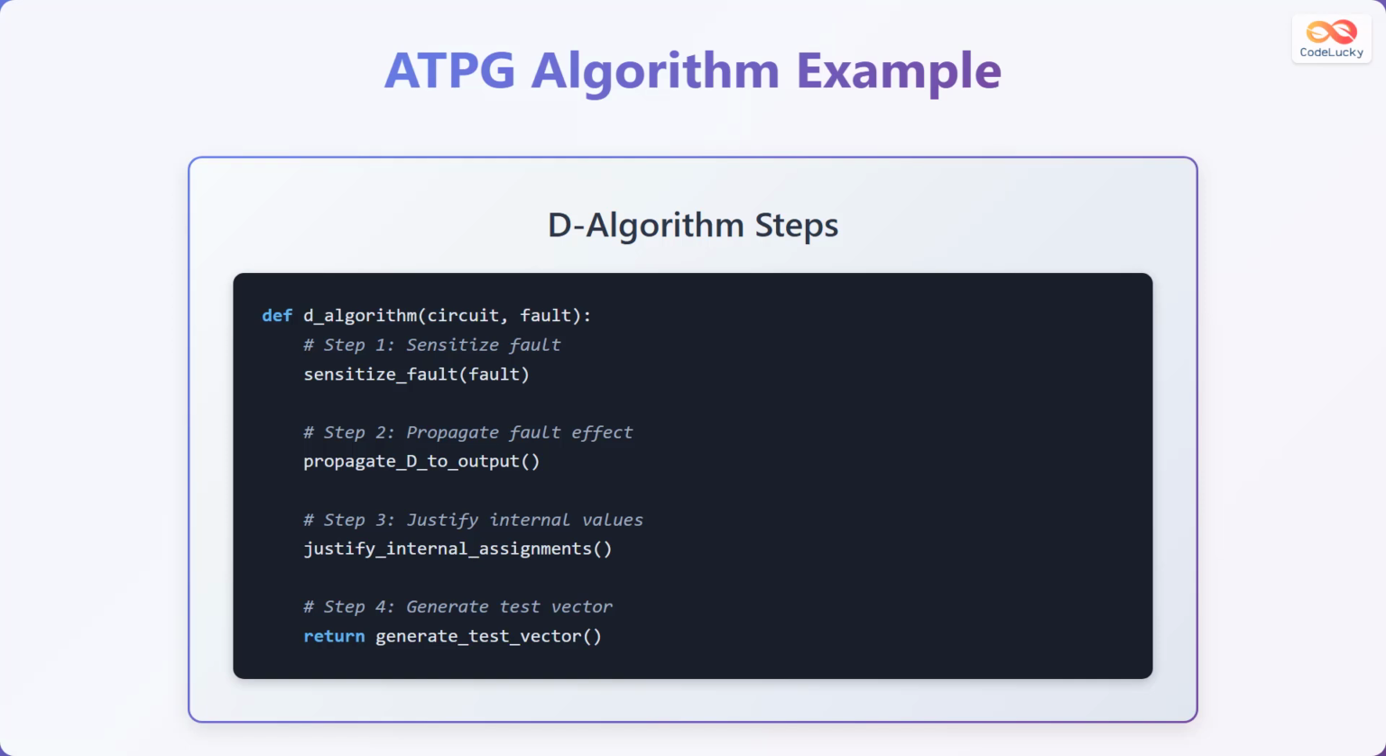Automatic test pattern generation algorithm example. The following code shows D algorithm steps. First, sensitize the fault. Second, propagate fault effect to the output. Third, justify internal values. Fourth, generate test vector and return it.